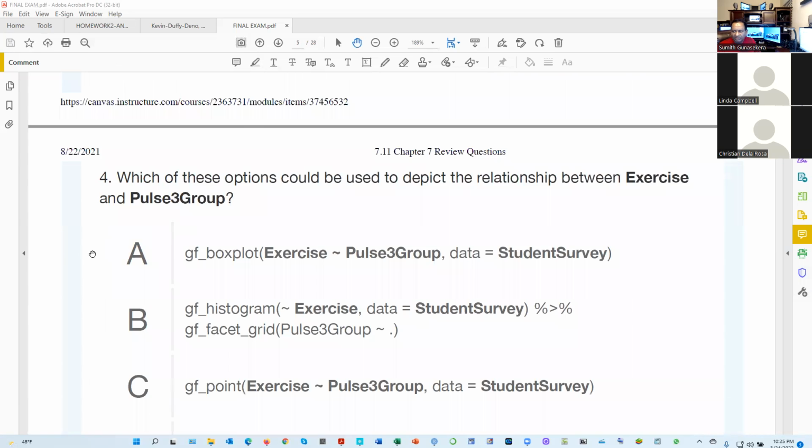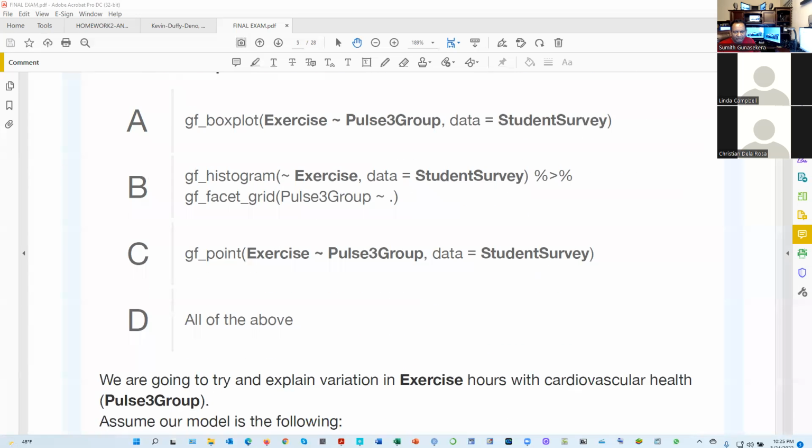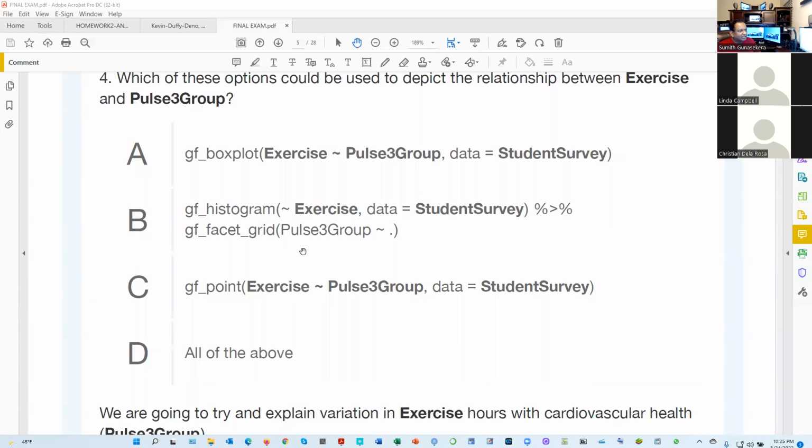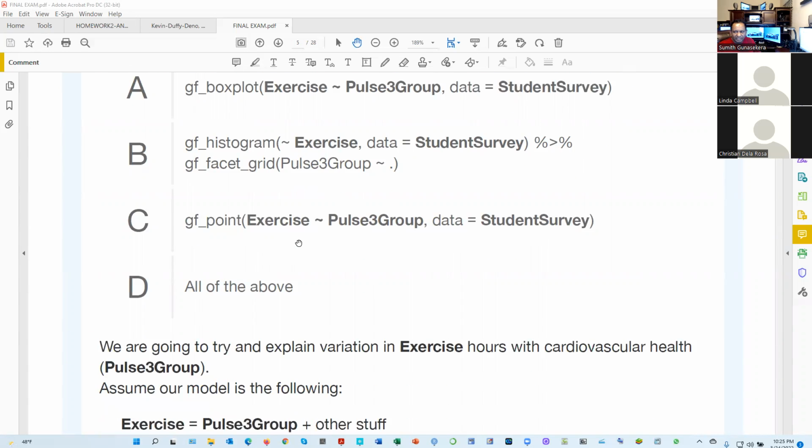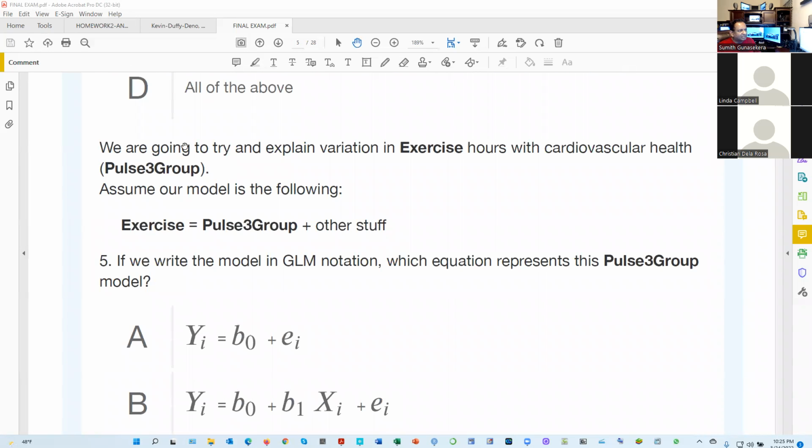Okay, 4. Which of these options could be used to depict the relationship between exercise and pulse? Exercise, and then student survey. See, and the facet grid by the pulse3 group, student survey, exercise from the geom points, that means all. Yeah, that's all. We are going to try this one, D.